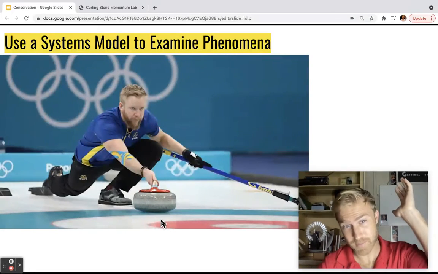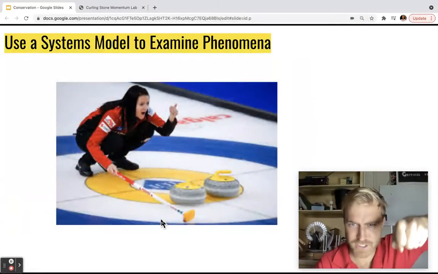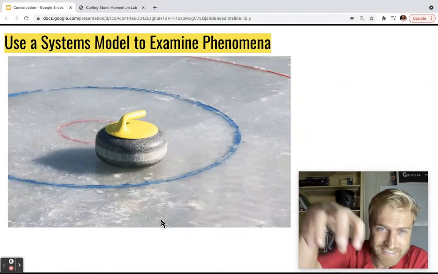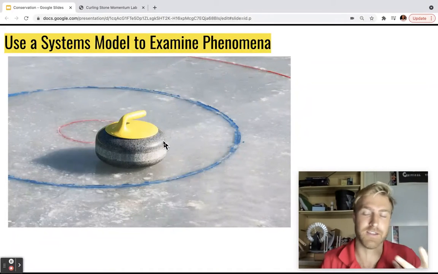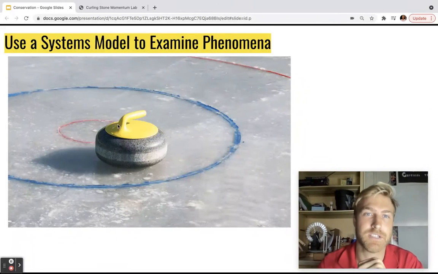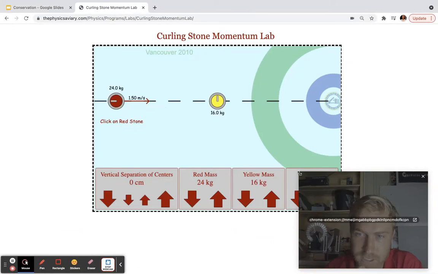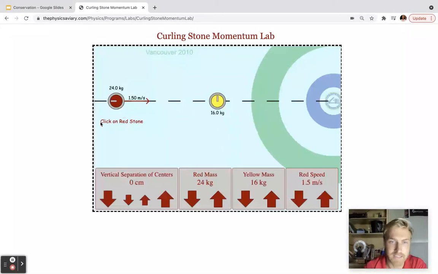And here's one phenomenon. Curling is this weird sport in the Olympics where they slide these stones on ice on a frictionless surface, and they try to land it on a little target. And they collide with one another. And that's a perfect way to study collisions, is to look at this phenomenon. And we got this great simulation here. And we could use this simulation to collect some data. And that's what we'll do.